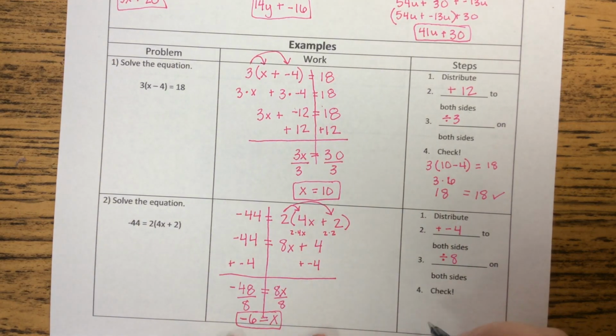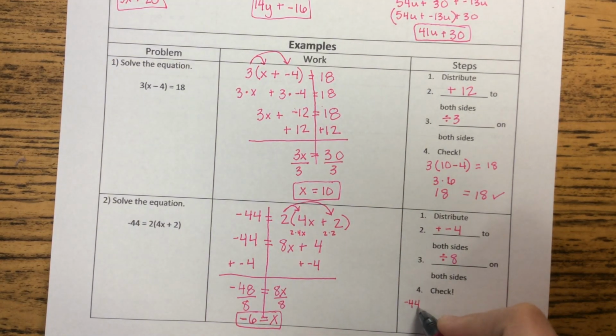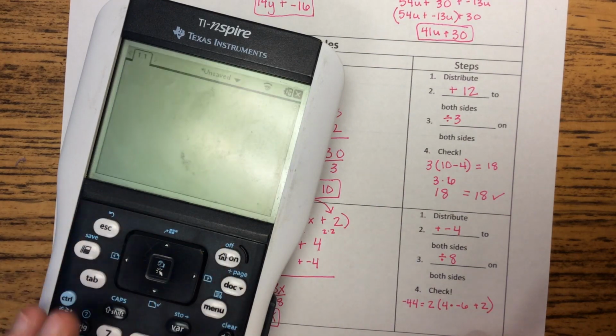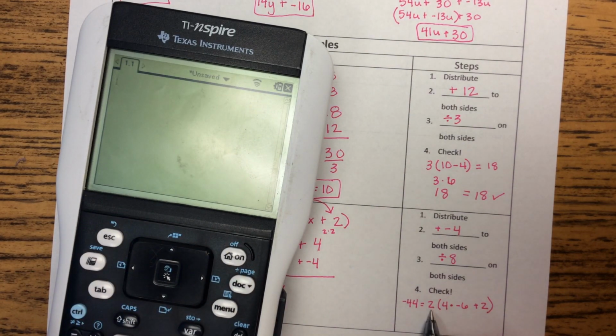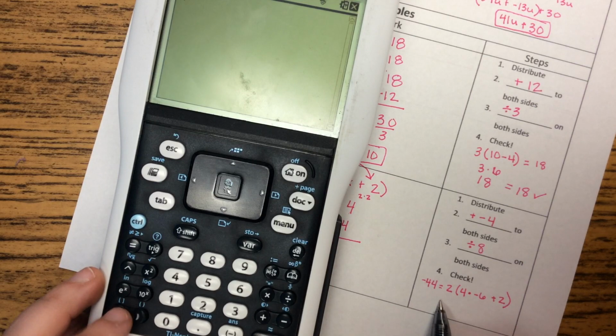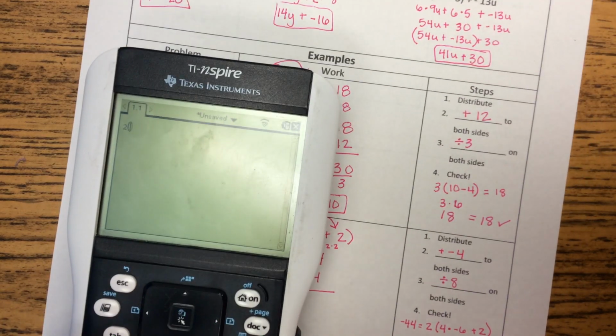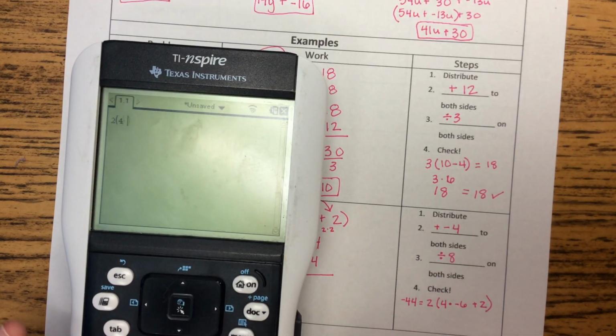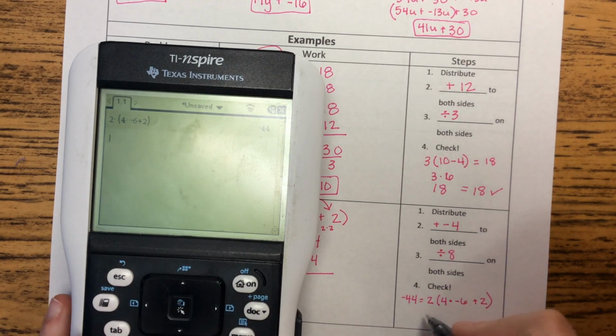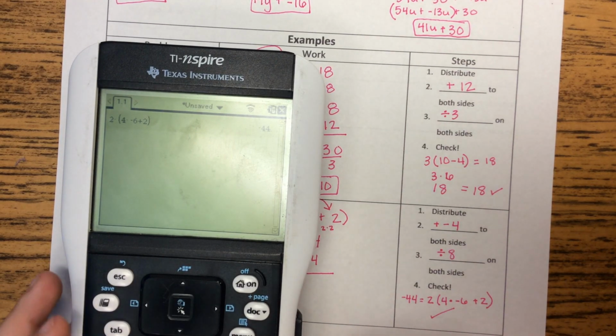Okay, quick check. Does negative 44 equal 2 times quantity of 4 times our x, so 4 times negative 6 plus 2. Okay, and I'm just going to plug that in my calculator for a quick check just to make sure it works. It's going to have 2, and then parentheses are down here. So parenthesis 4 times negative 6 plus 2. Whoops, I put a 0 there though. Okay, and that is negative 44. So it worked. Okay.